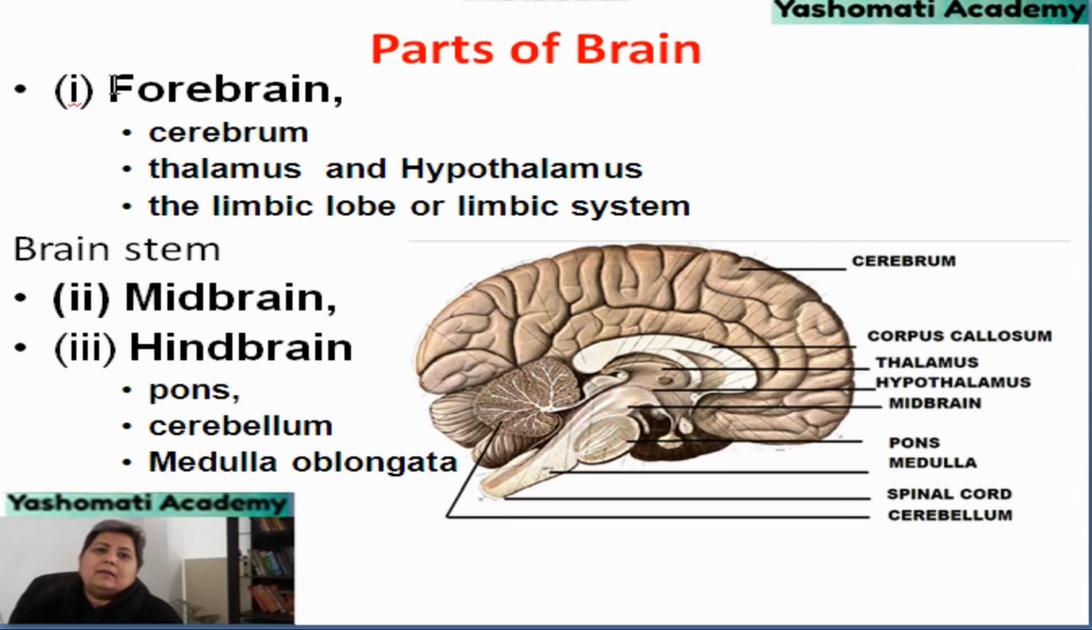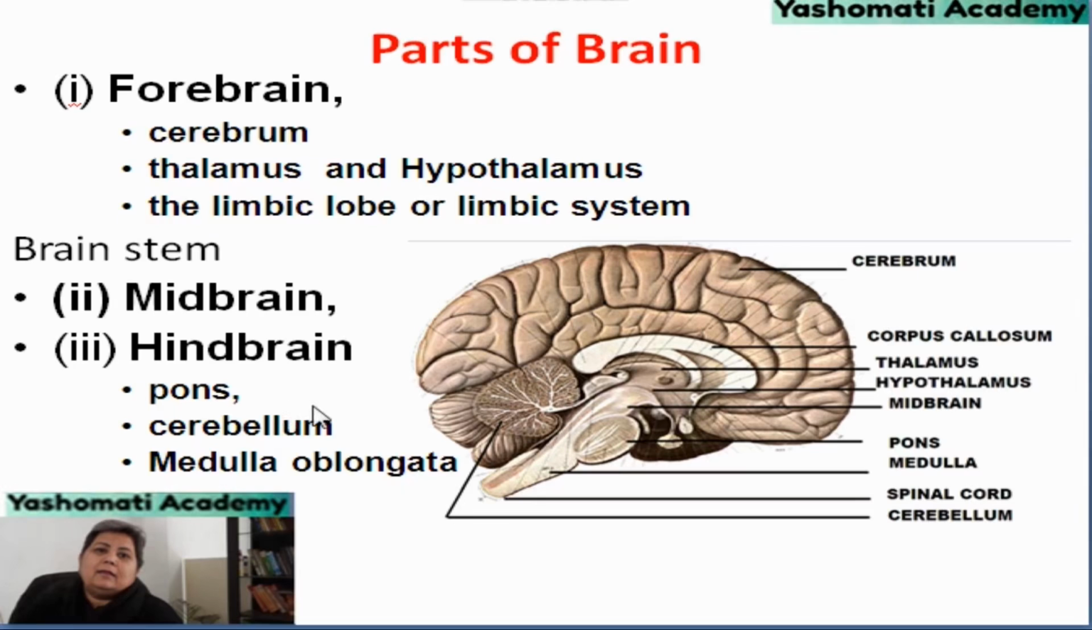And we know that most of the functions which we know as functions of the brain are mainly associated with the forebrain. In today's lesson we will try to understand what the functions of the brainstem are. The brainstem further consists of two parts, midbrain and hindbrain. Midbrain is a very small part of the brain but very important, and hindbrain is the latter part of the brain.